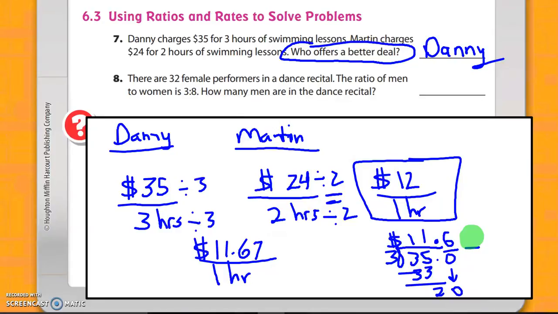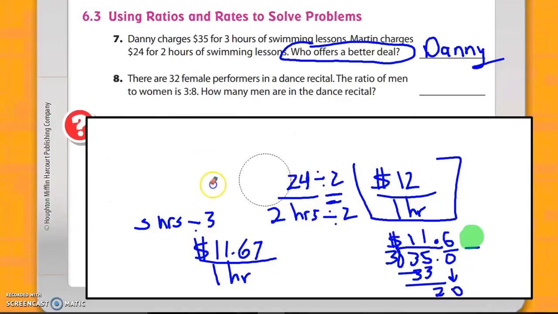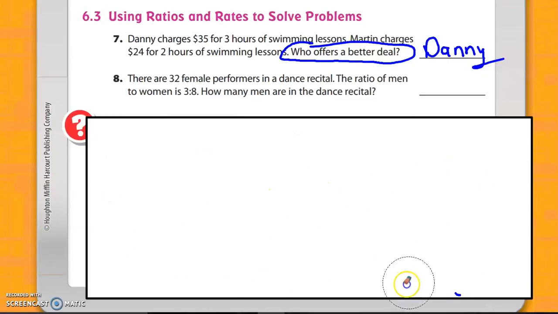All right, a couple more problems. We are on number 12. I'm sorry, we are on number 8. Number 8 reads, there are 32 performers in a dance recital. The ratio of men to women is 3 to 8. How many men are in the dance recital?